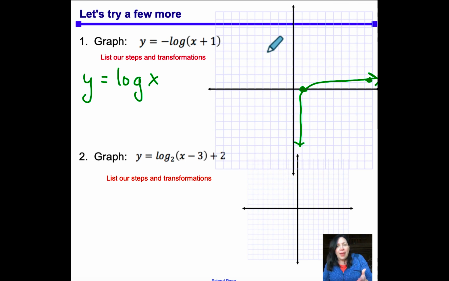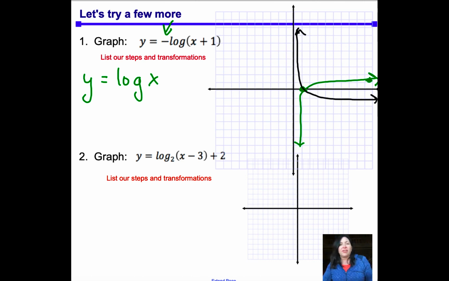So based on that, see this minus sign? That is a reflection across the x-axis. So now that value, instead of going up, is going to look like this, okay? Reflecting across the x-axis. And then this plus 1, what that does is it takes my graph and shifts it to the left 1 unit.